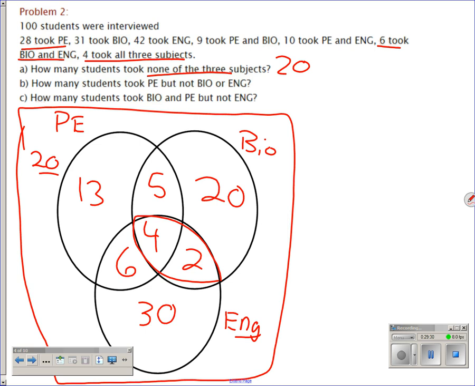How many students took PE but not biology or English? 13. Right. It says PE but not biology or English, so you're not going to be in these circles. It means only PE. 13. What about how many students took biology and PE but not English? 5. So these little 3 things here represent the ones that do just 2 of the subjects, right?